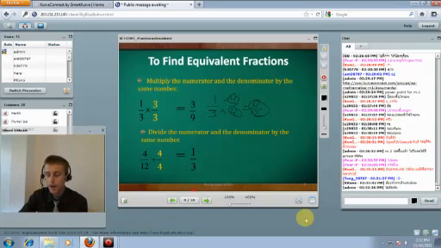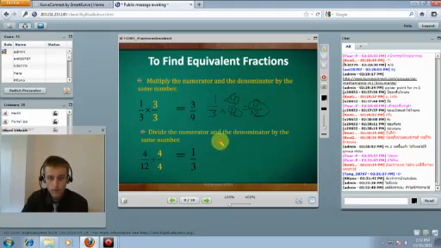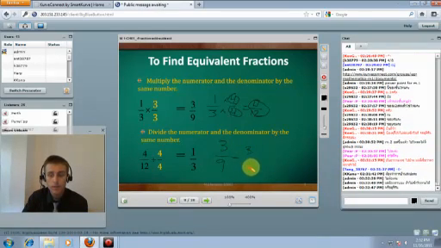If we had the fraction, let's take 3/9 again. To find an equivalent fraction, you divide the top and the bottom by 3. You get 3 divided by 3 is 1. 9 divided by 3 is 3. An equivalent fraction for 3/9 is 1/3.